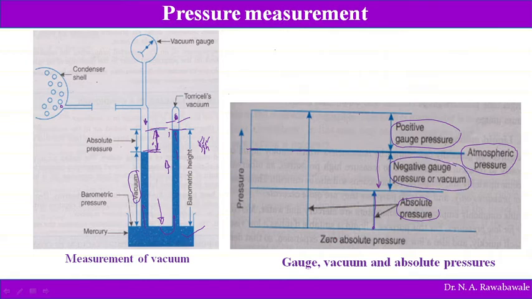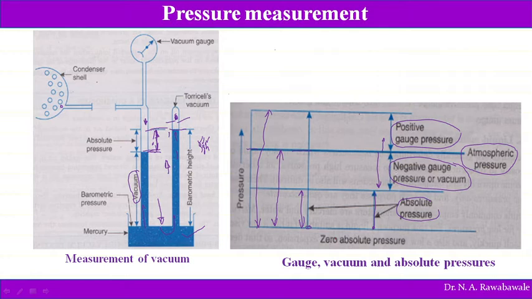So vacuum is below atmospheric pressure, and gauge pressure is above atmospheric pressure. But the pressure measured with respect to the zero reference is absolute pressure. Again, atmospheric pressure itself is also absolute pressure, and this total pressure is also absolute pressure. So atmospheric pressure plus gauge pressure, or minus vacuum pressure, gives us absolute pressure.